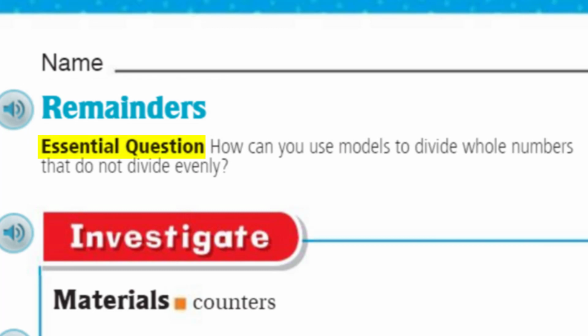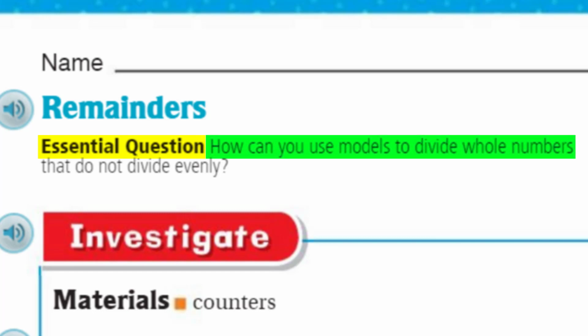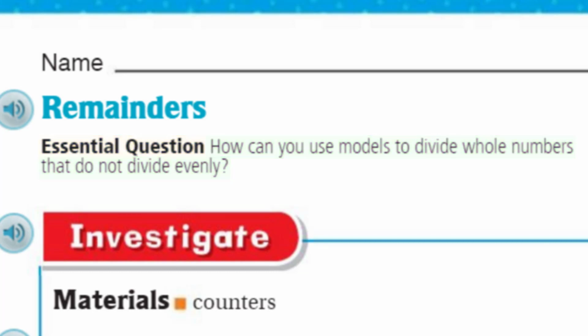This is our focus, our learning target, so to speak. How can you use models to divide whole numbers that do not divide evenly? It's nice when you have a number like 12 and you say, I want to divide that by 4. You say, okay, I could get an answer of 3. I could make equal groups, so to speak. But this is when that doesn't happen.